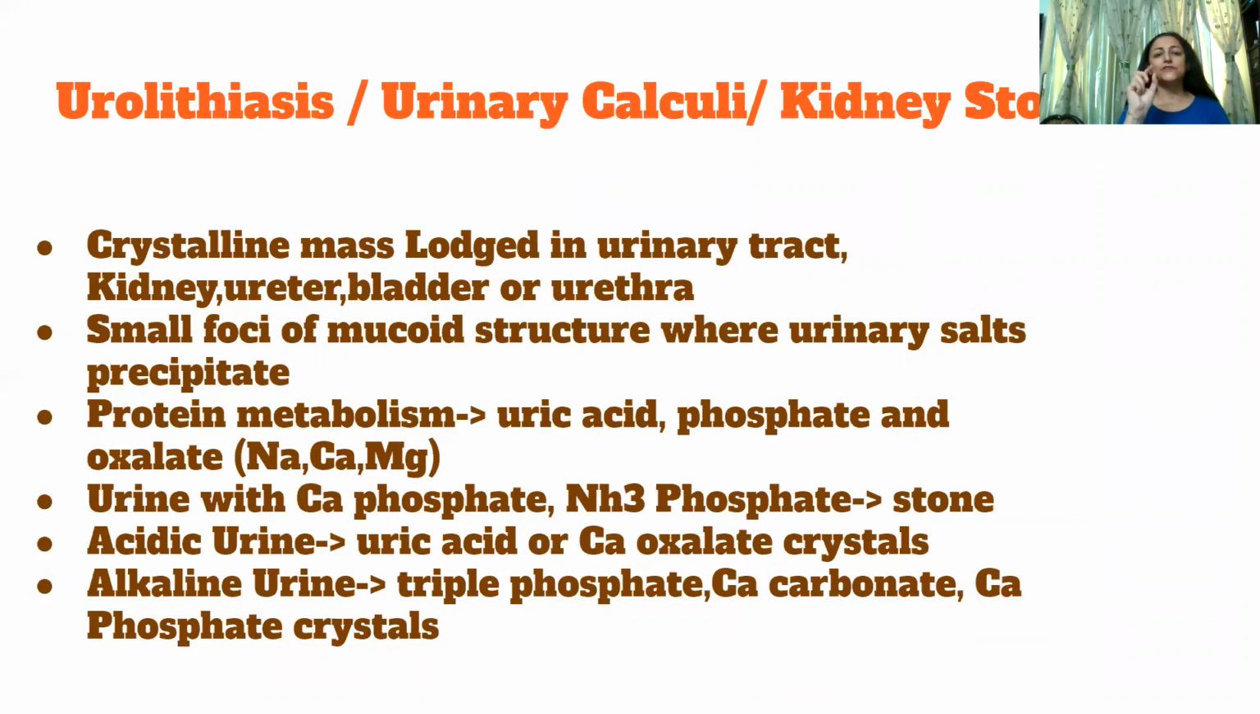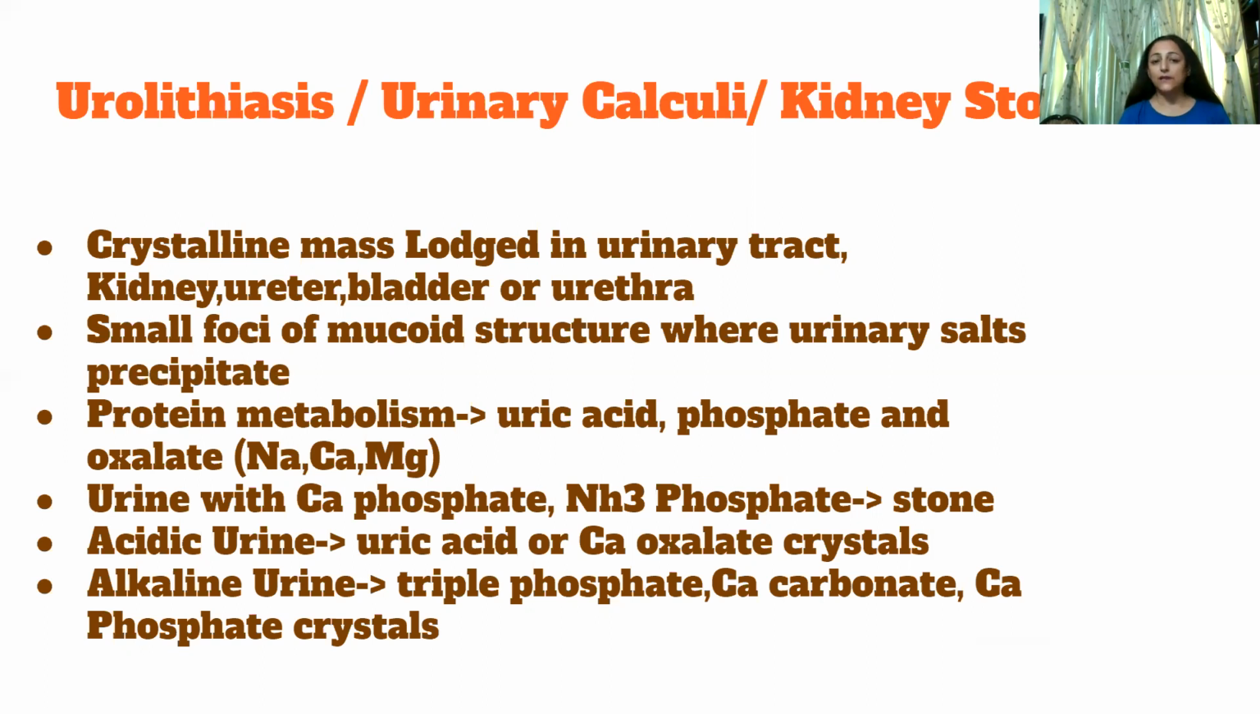So you can imagine a small dot where some hard salt will be there, that will encase that foci, and that will cause the formation of a stone. So for the protein metabolism, we know the uric acid is produced. That is a normal product of kidney metabolism. And here uric acid, phosphate, and oxalate, these are the three things which are of concern.